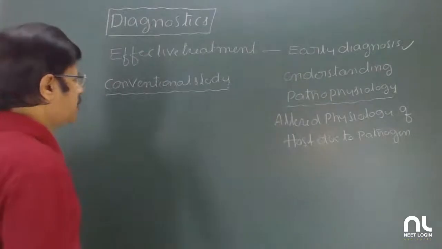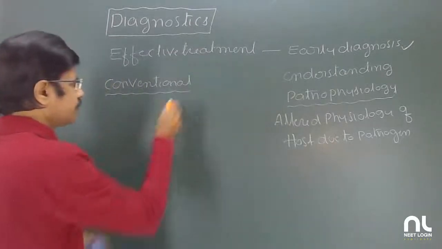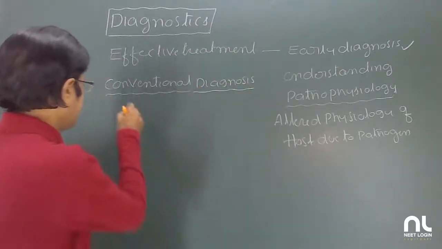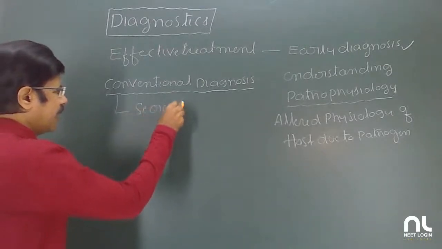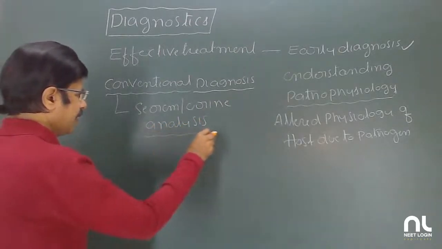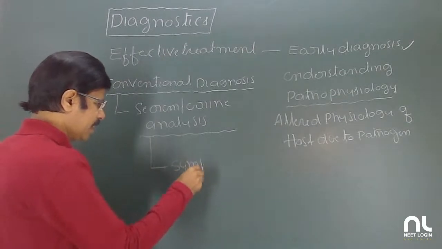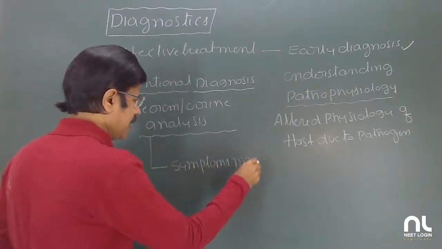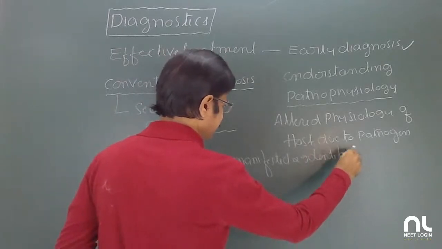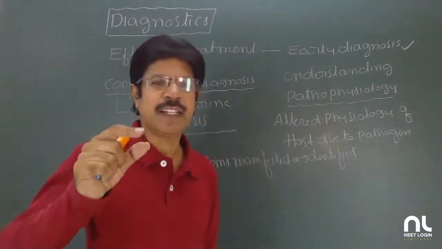Okay. So conventional diagnosis, the conventional diagnosis, that is serum and urine analysis. With the conventional diagnosis, symptoms are manifested and identified. Undoubtedly, symptoms are manifested and identified. But by that time, the pathogen concentration is very high, the bacteria.